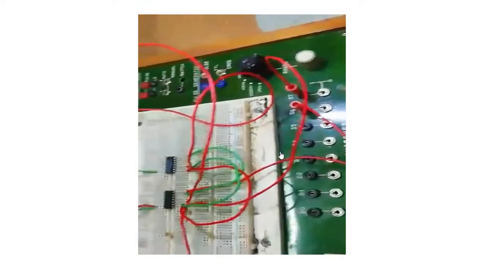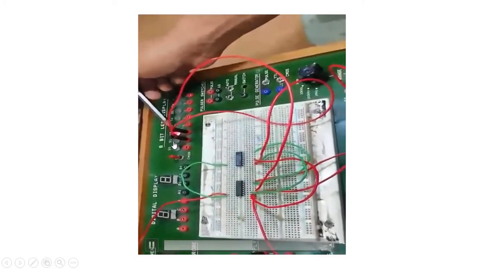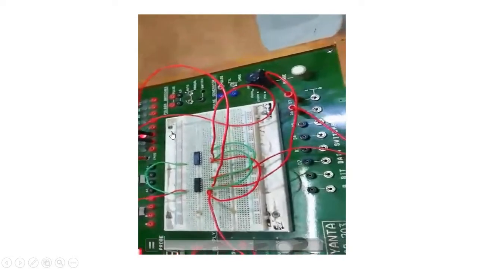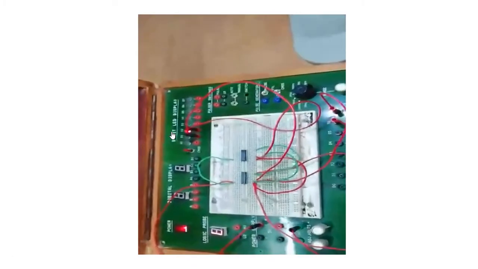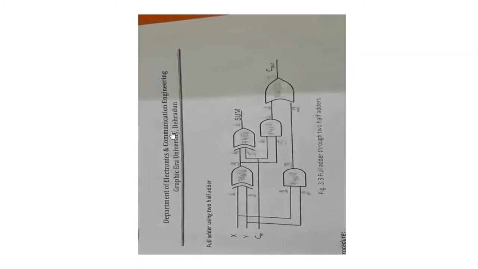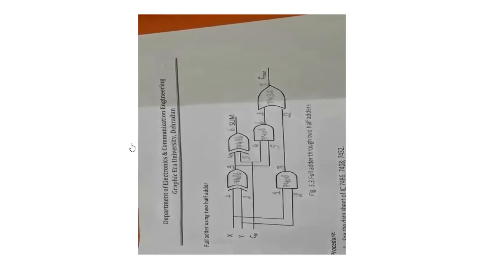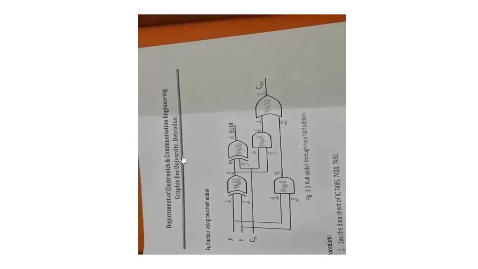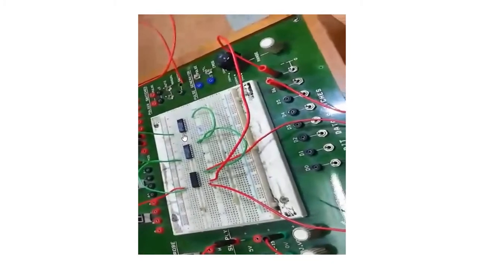Finally for 1 1 you can see the sum should be 0. So for 1 1 the sum is 0 and the carry is glowing. So in this way we have verified the truth table for half adder. Now coming to full adder, we require 2 XOR gates, 2 AND gates and 1 OR gate.